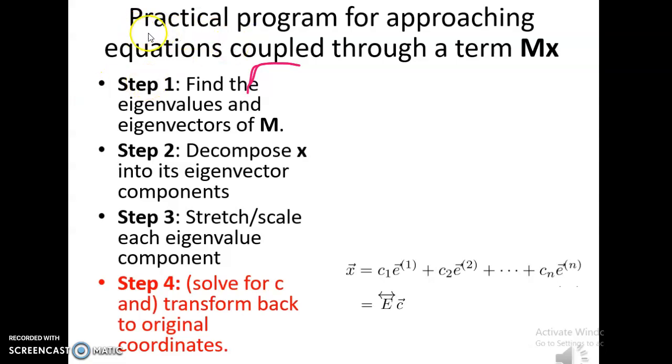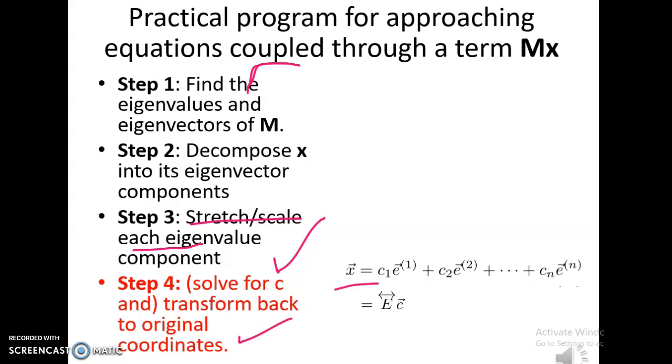A practical program for approaching equations coupled through matrix M. Step 1 we have already seen. Once again for recall, find the eigenvalues and eigenvectors of M. Second, decompose X into its eigenvector components. Step 3, scale each eigenvalue component. Step 4, solve for C and transform back to original coordinates.